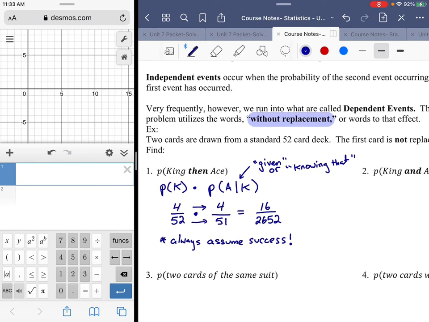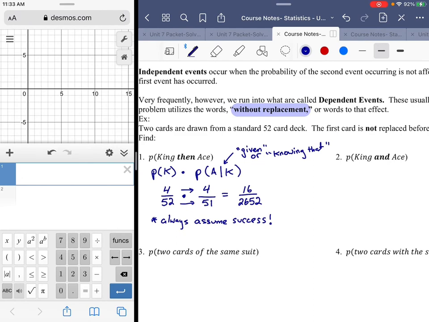Don't get the wrong idea. I know the 2652 is the product of 52 and 51 because I've been doing this for like 20 plus years, not because I'm a genius. There's a little bit of genius element in this, but not because of that reason.